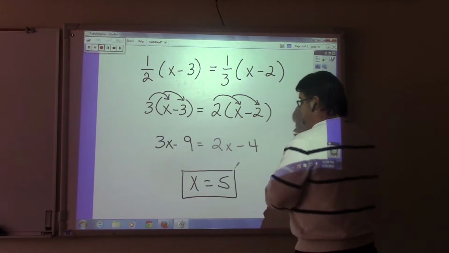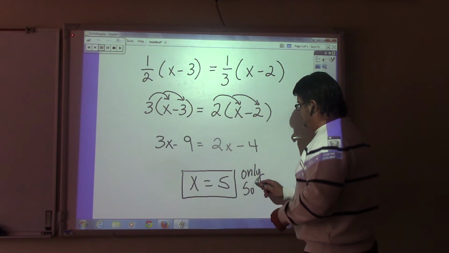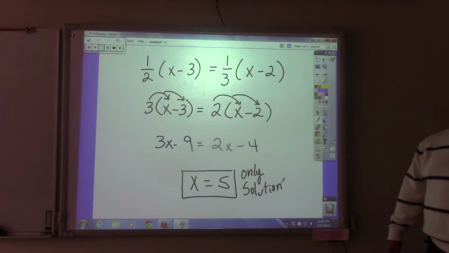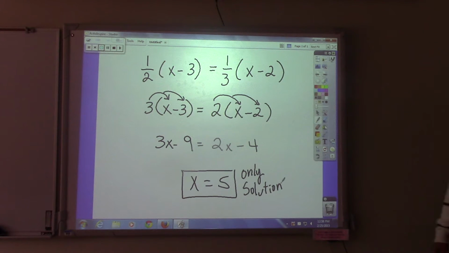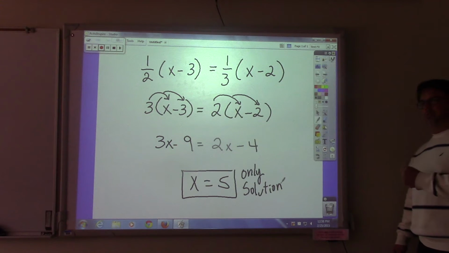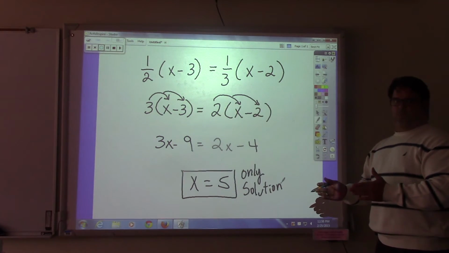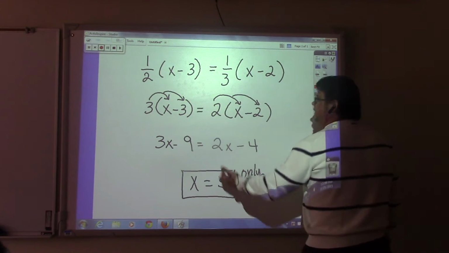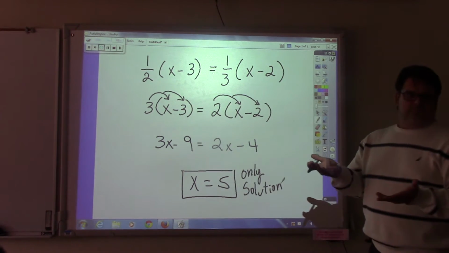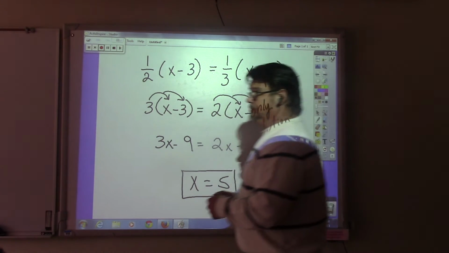Is this the only solution? Yes or no? Yes, it is. That is the only solution in our number system that will make that equation work. Now it's important that you think about that before we go into inequalities, because with inequalities, you have a set of numbers that work. This is the only number that will make this equation equal on each side. Okay? And that's 6.2.